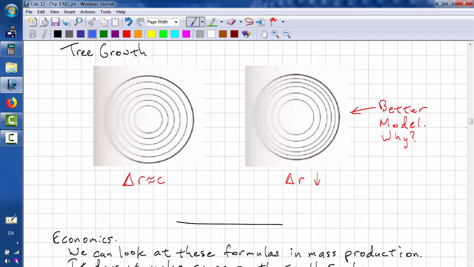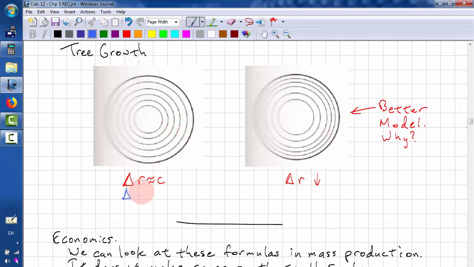Let's look at another problem, tree growth. If you cut a tree trunk, do you see this or do you see this? You see this. Our change in R is going down with each ring. So each ring gets a smaller increase in radius. Here, the increase in radius is constant.